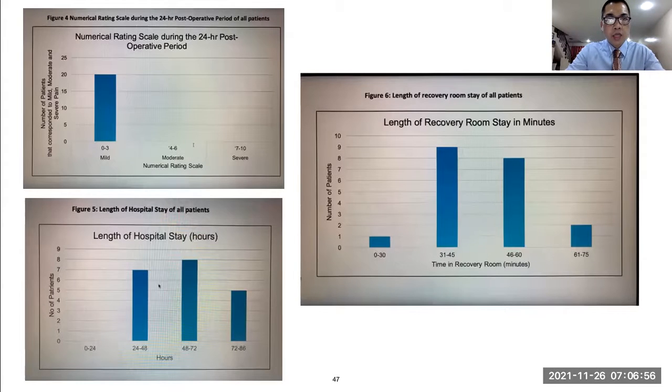The 24-hour NRS rating scale was 1.55, ranging from a 0 to 3 pain score. The length of hospital stay averages around 59.6 hours, and the length of recovery room stay 50.5 minutes.